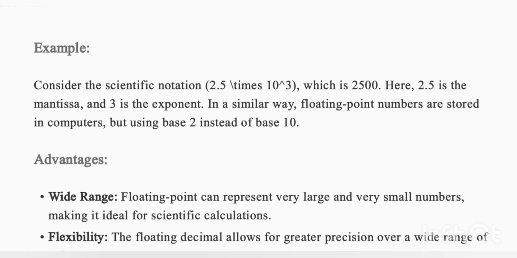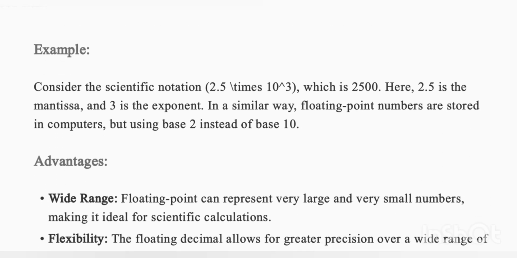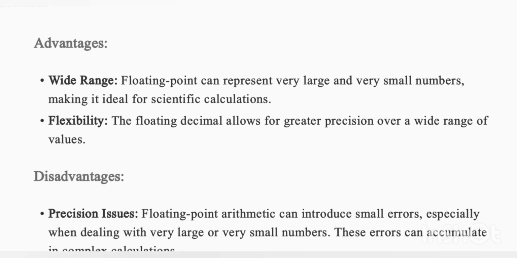Example: consider the scientific notation 2.5 times 10 to the 3, which is 2500. Here, 2.5 is the mantissa and 3 is the exponent. In a similar way, floating point numbers are stored in computers, but using base 2 instead of base 10. Advantages: wide range. Floating point can represent very large and very small numbers, making it ideal for scientific calculations. Flexibility. The floating decimal allows for greater precision over a wide range of values.